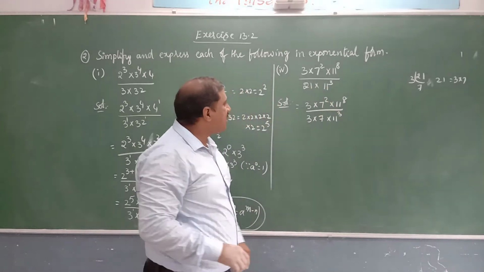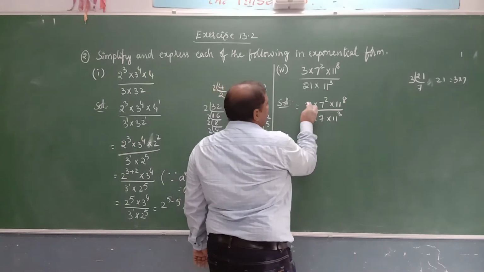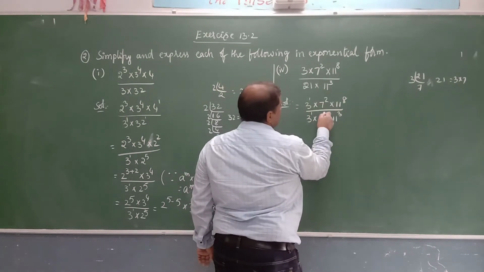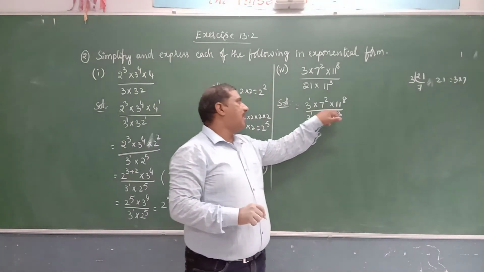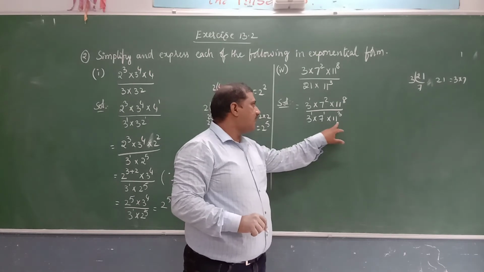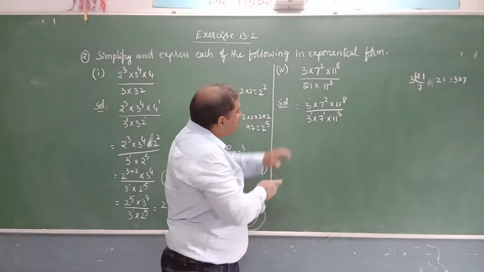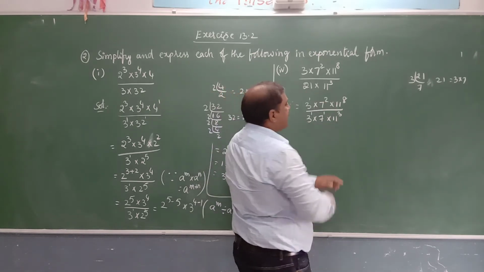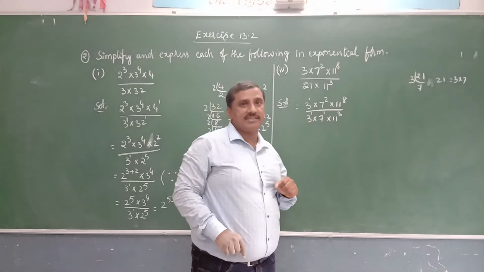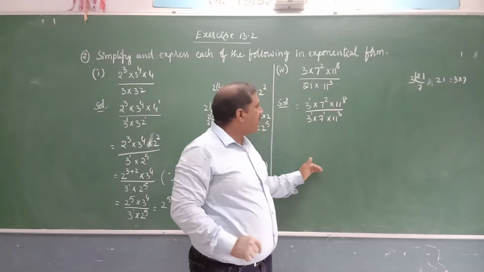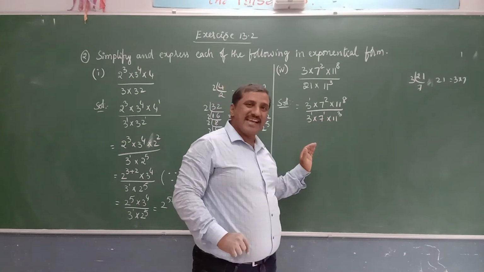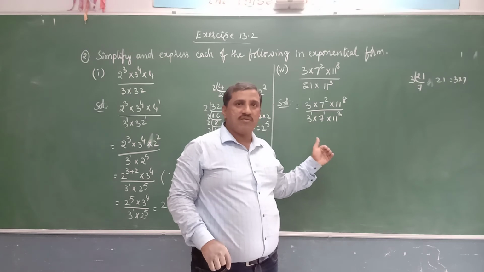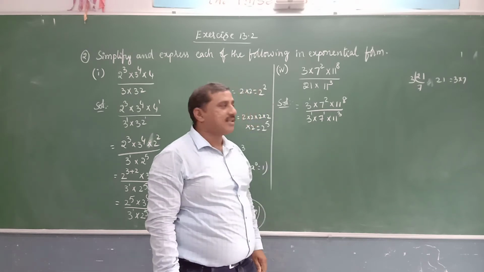Now if you observe here, 3 means it is 3 power 1, and 7 means it is 7 to the power of 1, into 11 to the power of 8. Here it is 11 to the power of 3. Now we observe that the bases are the same, 3, 7 and 11, and we have a division symbol. So which law can we apply? The second law: when bases are the same and the exponents are different, a power m divided by a to the power of n is equal to a to the power of m minus n. So apply that law.